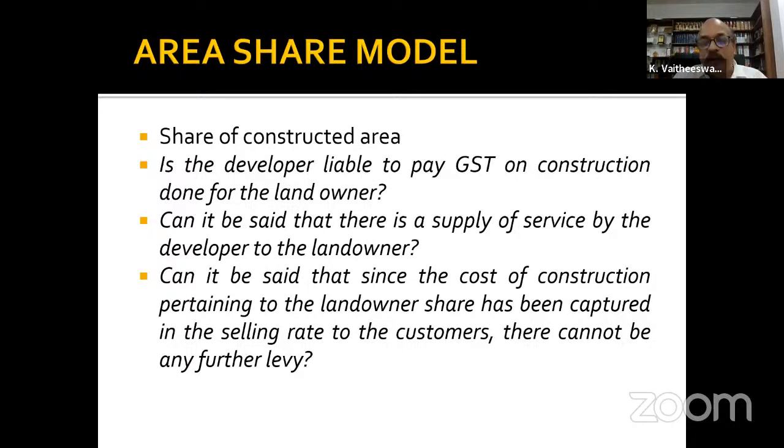Let's look at common sense logic here. Now, I'm a developer. The landowner has given me the land, has given me possession, has given me power, and asked me to develop. I build 100 apartments with my own money, and I give 40 apartments to the owner. When I'm giving away 40 apartments to the owner, there's a cost involved in creating those 40 apartments. There's a cost of construction of those 40 apartments. Where do I collect that from? Since I'm not collecting it from the owner, I load the cost of construction into my selling rate for the 60 apartments.